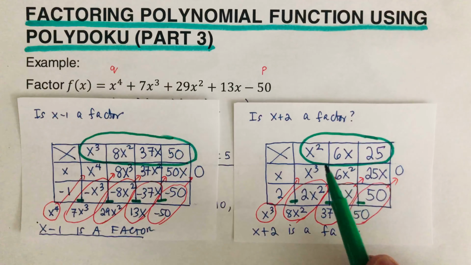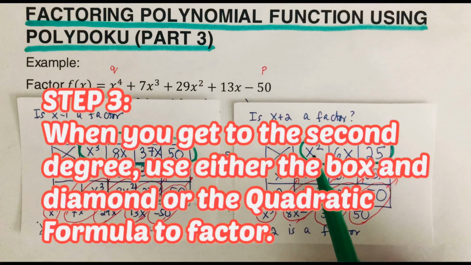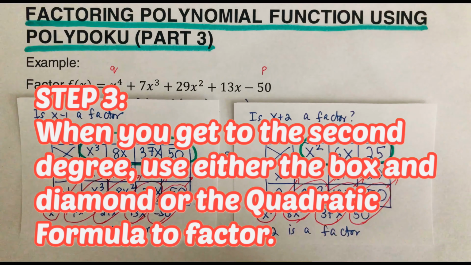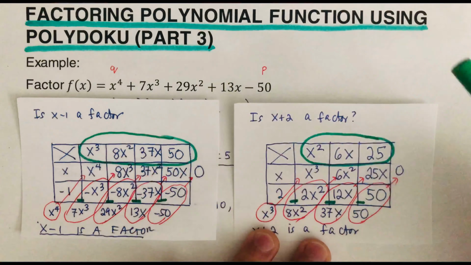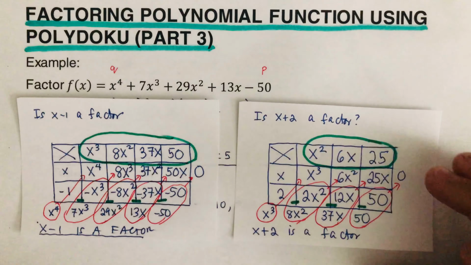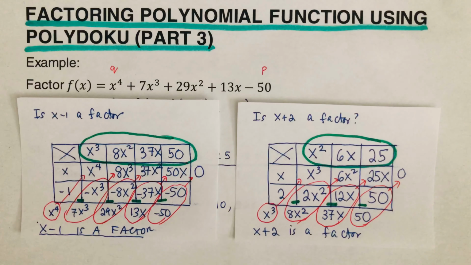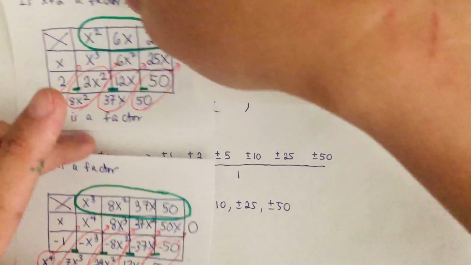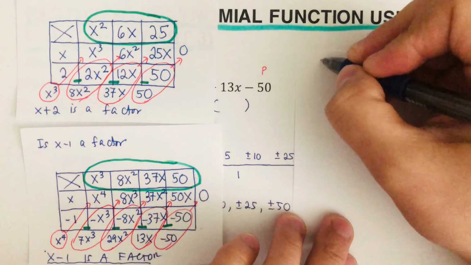So again, we remember that when we get to the second degree, we either use the box and diamond or the quadratic formula to factor, and that is the third step. So in this case right here, as you can see, there's no factor. We cannot use the box and diamond to factor this out. So what we are going to use here is the quadratic formula. So in this problem right here, I'm going to show the quadratic formula up here.